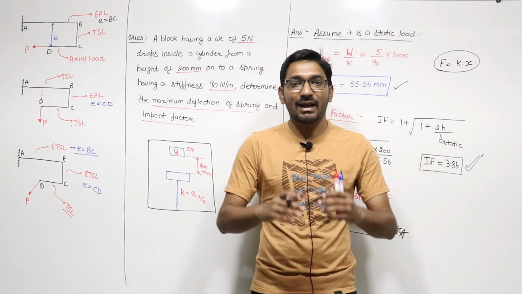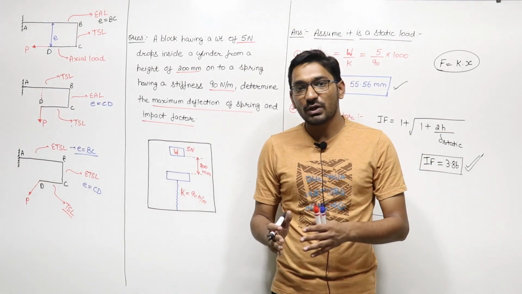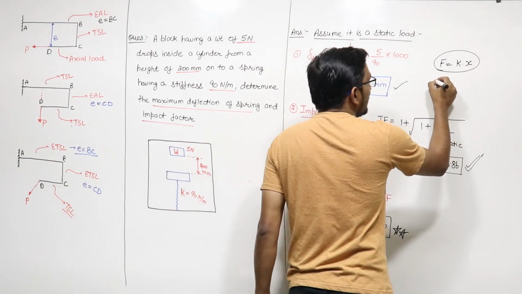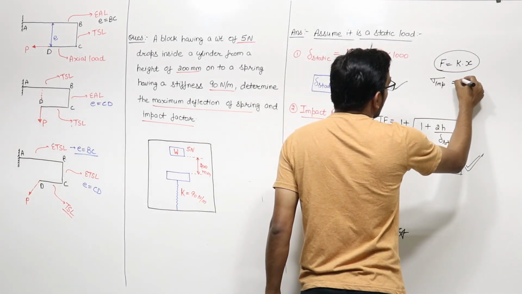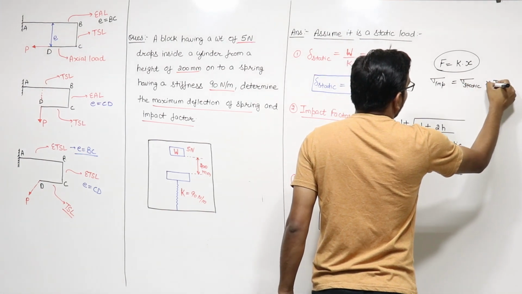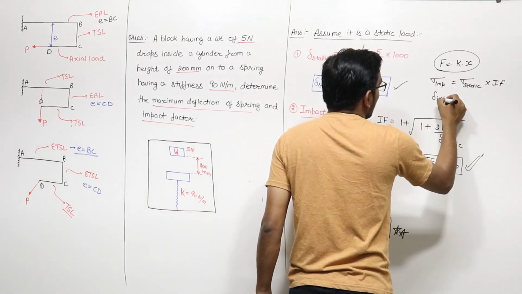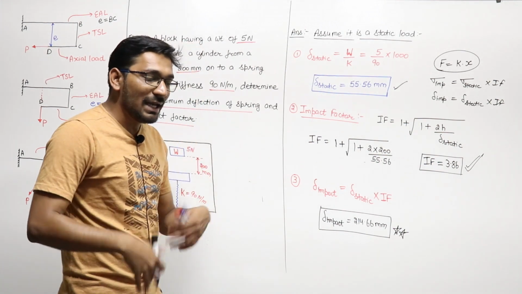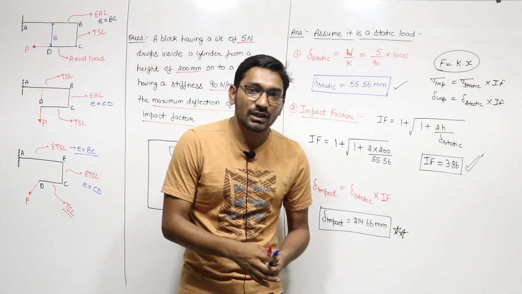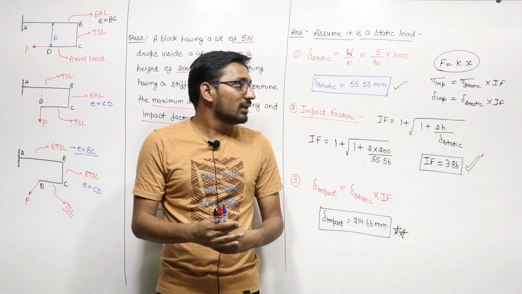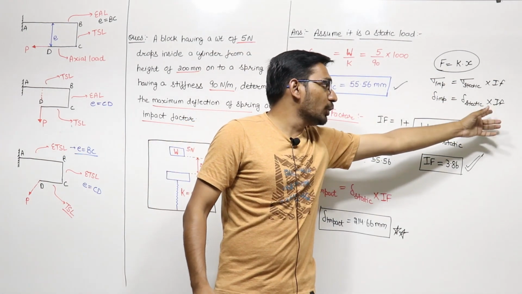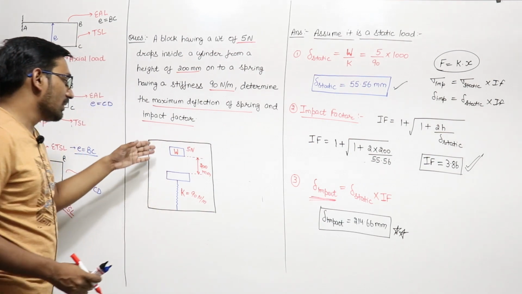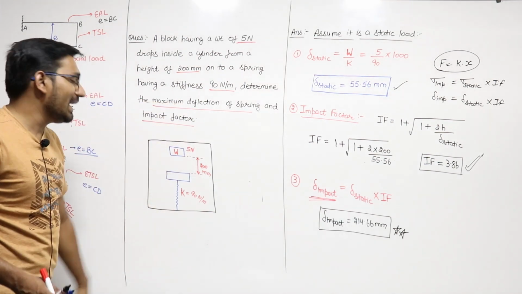After solving this, the impact factor is equal to 3.86, and we know that any parameter for the impact loading is equal to that parameter under static loading into impact factor, because sigma impact is equal to sigma static into impact factor, and delta impact is equal to delta static into impact factor. Any parameter you want to calculate for impact loading, assume it as a static loading, so static parameter into impact factor. So we have to find the impact deflection when this block applies an impact load.